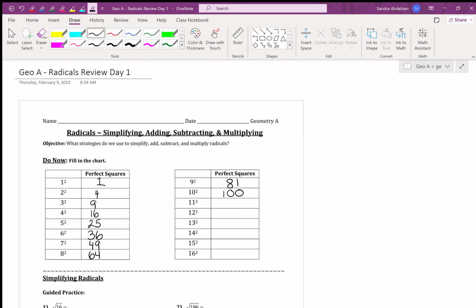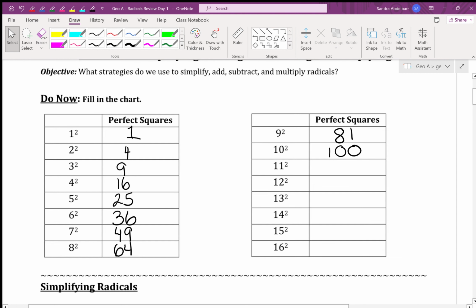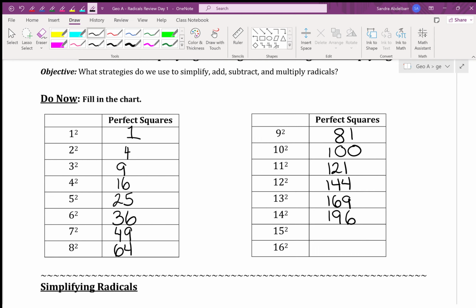Okay, I think it's pretty safe to say the majority of us have 10 squared pretty solid, right? All right, let's keep going. We need to know all of these. 11 squared. 12 squared. Good. 13 squared, 169. Look at Chase knowing his squares. 14 squared. Oh, Chase, you let us down.